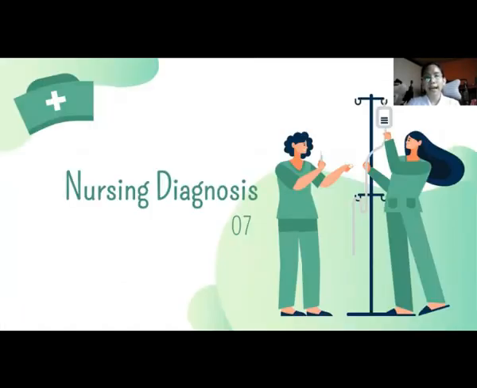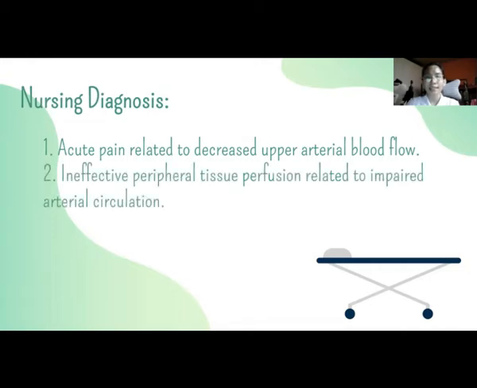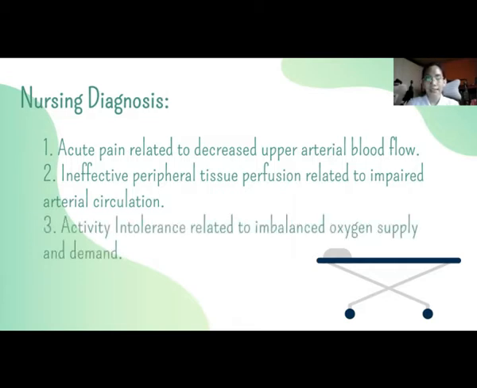Moving on, we have our nursing diagnosis. In here, we can present three nursing diagnoses. First is acute pain related to decreased upper arterial blood flow. Second is ineffective peripheral tissue perfusion related to impaired arterial circulation. And lastly is activity intolerance related to imbalance in oxygen supply and demand.